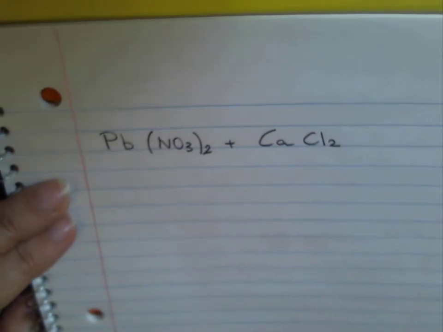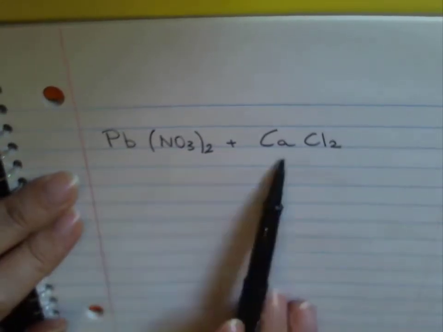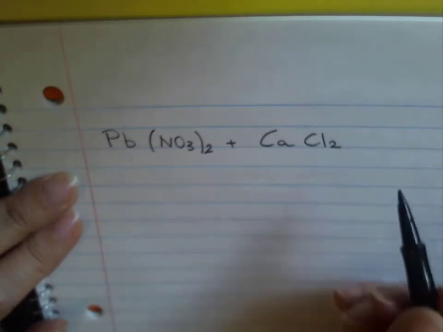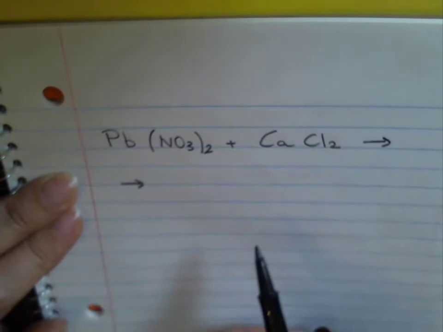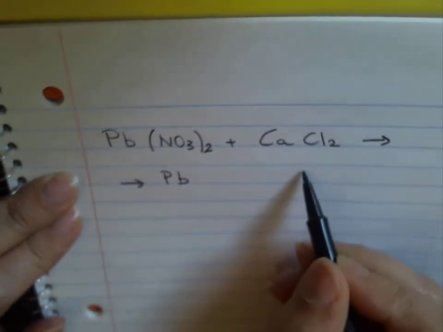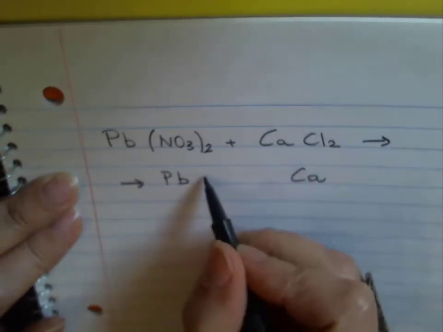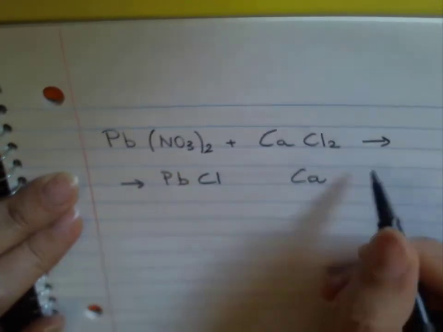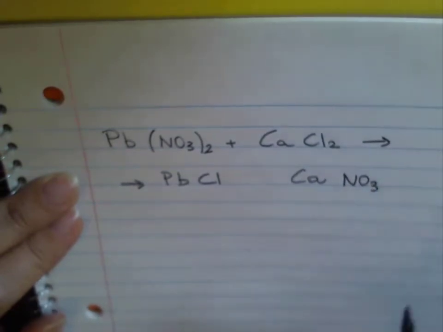Let's look at one more example, the reaction between lead nitrate and calcium chloride. The first thing we want to do is write the products of this reaction. As said before, we're going to leave the metals in place, and then we're going to switch the two non-metal portions. We're not going to write the stoichiometric coefficients for the moment for the two anions.